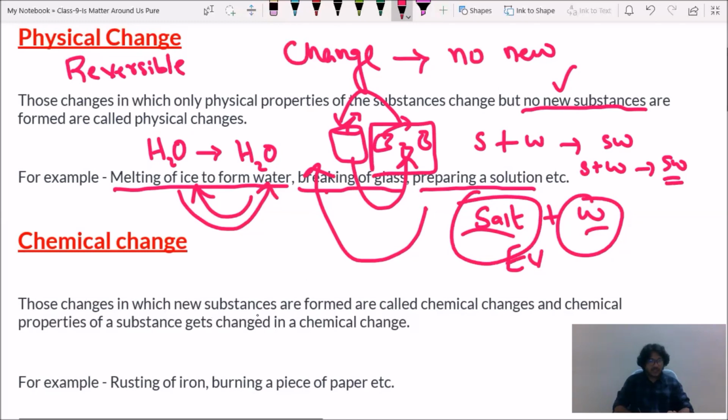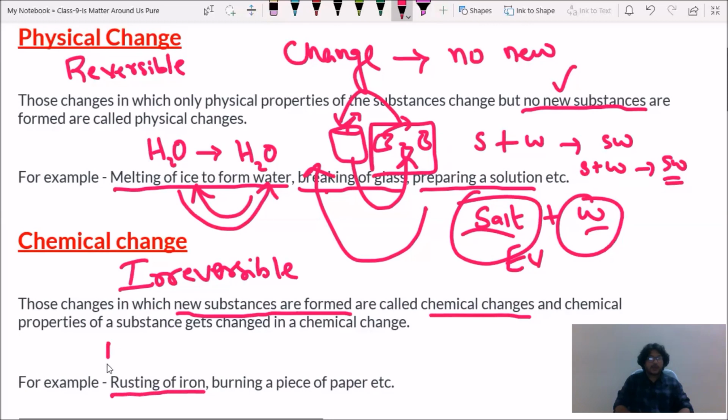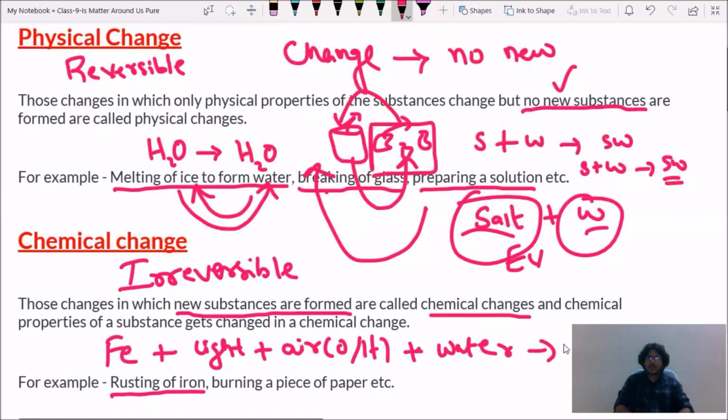Whenever chemical change is taking place, always new substances are formed. That is known as chemical change, and also chemical changes are irreversible. We cannot reverse that change. Example, rusting of iron. When iron, Fe, is exposed to sunlight and exposed to air, I mean oxygen, and exposed to humidity, in the sense water, automatically one layer is formed on that iron. That layer is known as rust. Once there is rust, it is not possible for us to remove the rust again.